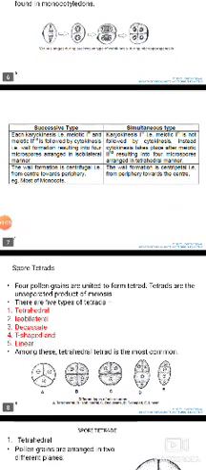Arrangement of the spore tetrads. The four pollen grains are united to form a tetrad. Tetrads are unseparated products of meiosis. There are 5 types of tetrads, namely tetrahedral, isobilateral, decussate, T-shaped and linear. Among these, the tetrahedral tetrad is the most common.